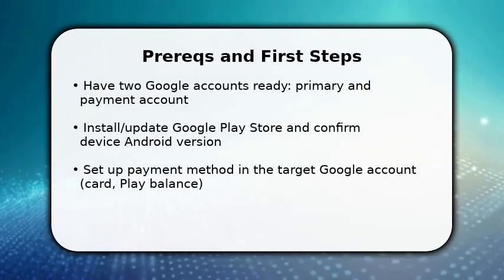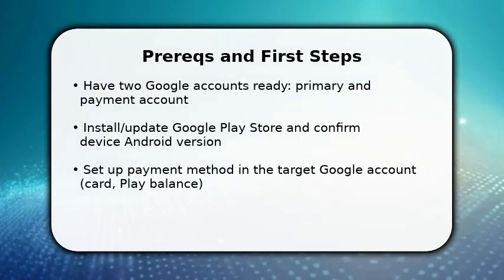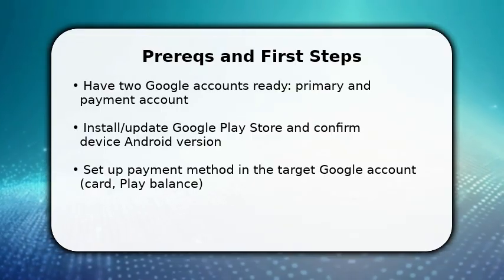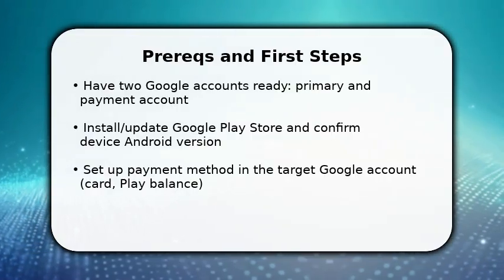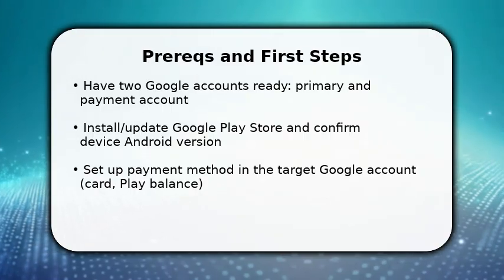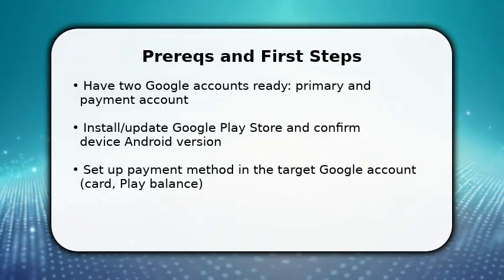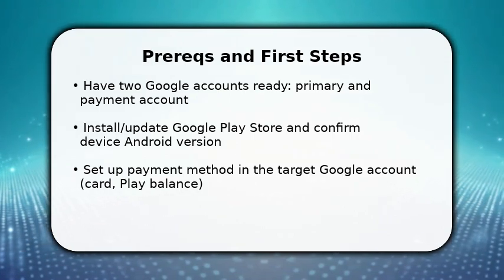Once done, open Play Store, tap your avatar, and choose the secondary account. Make sure the payment profile in Google Payments is complete, otherwise purchases will fail. These steps prepare you to use a different billing identity for in-app purchases.